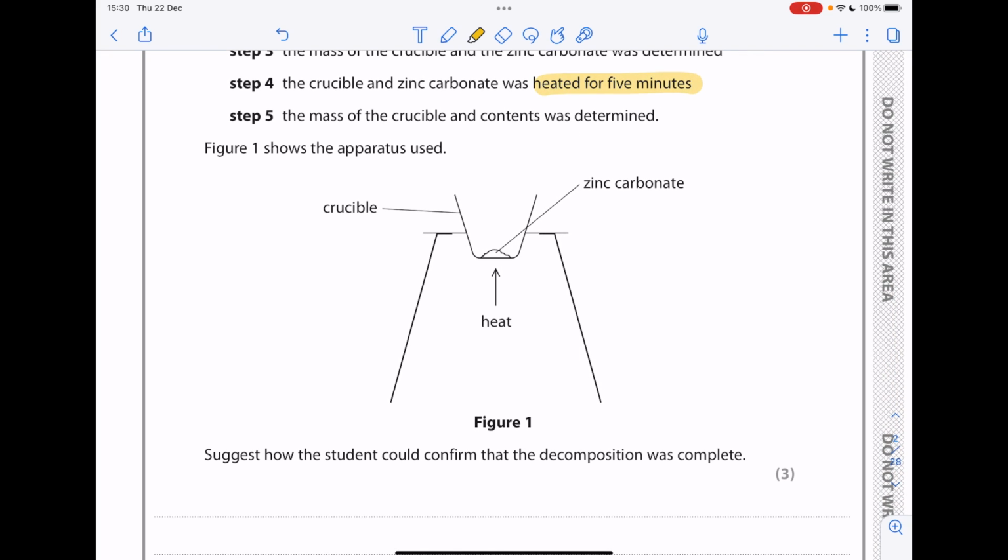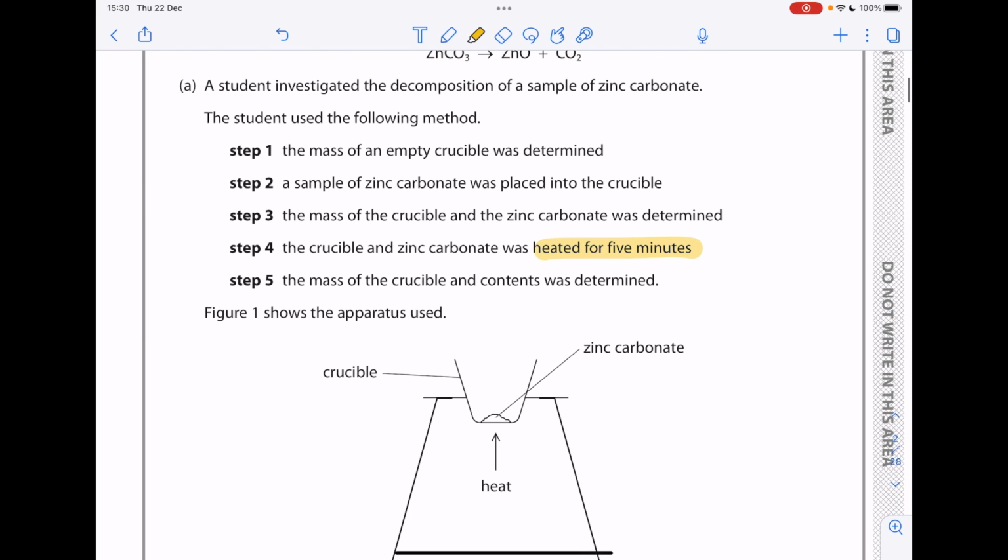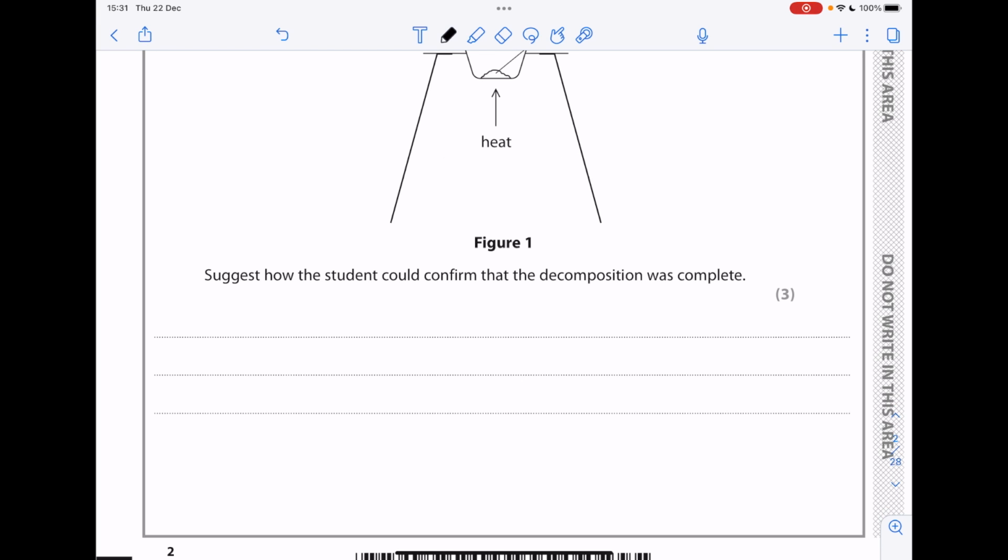Suggest how the student could confirm that the decomposition was complete. Your clue here is measuring all these masses before and after. When you keep heating it and measuring its mass, you want to keep repeating that until the mass no longer changes. So actually the easiest way of saying that is heat to a constant mass. Believe it or not, that gets you the 3 marks. It's a very succinct way of saying what I just said.